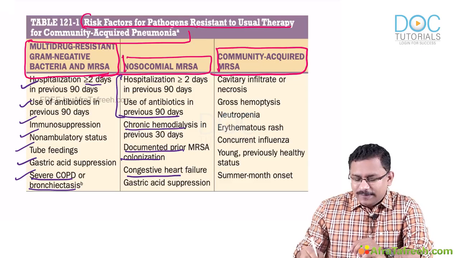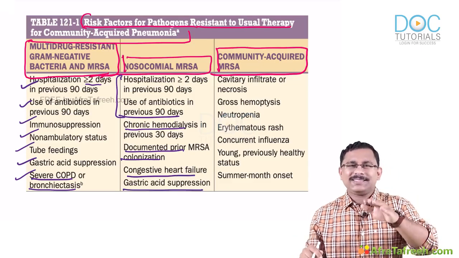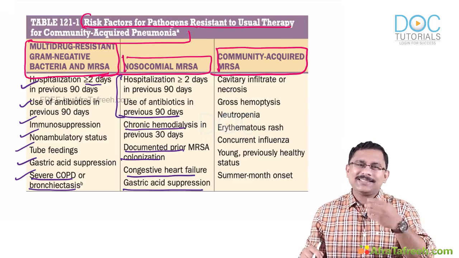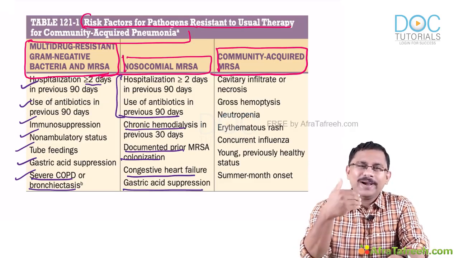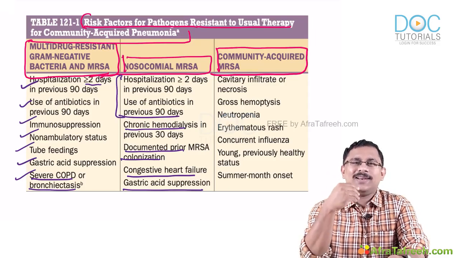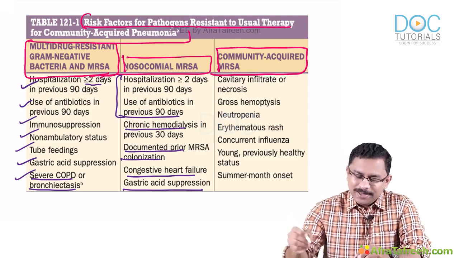And congestive heart failure, gastric acid suppression, because when you have a prolonged gastric acid suppression, there is colonization by organisms in the gastric mucosa, and then you might have some gastric reflux as well. So then there is a chance of recurrent aspirations leading to pneumonia.